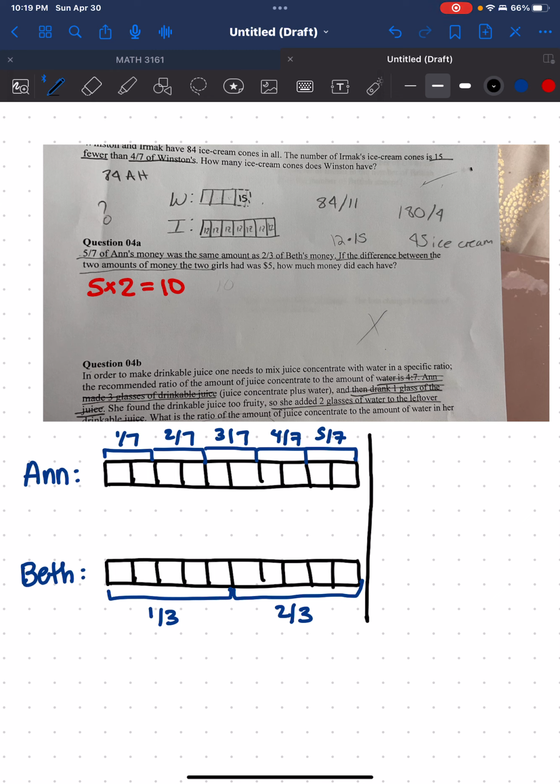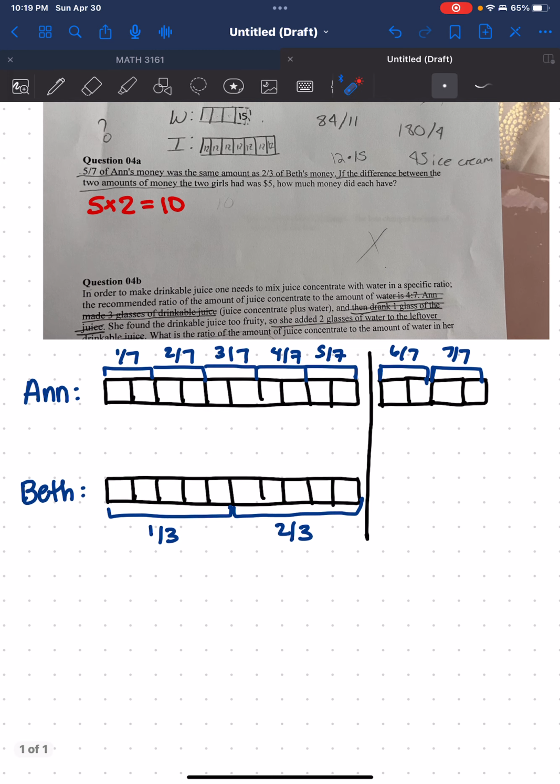So starting with Anne, I see that I need 2 more 7ths to complete her amount of money. So that means I'm going to draw 2 more little sections like we did right here. Since each section is going to be 2 squares, I know I'm going to have 4 squares that I need to draw because I need 2 more sections. So this is 6/7, and then this is 7/7. So this is the full amount that Anne has, all her money.